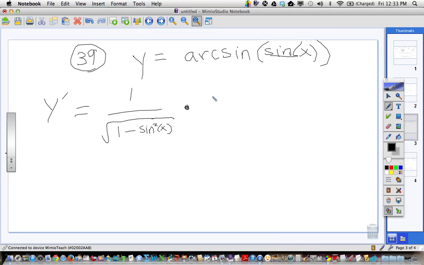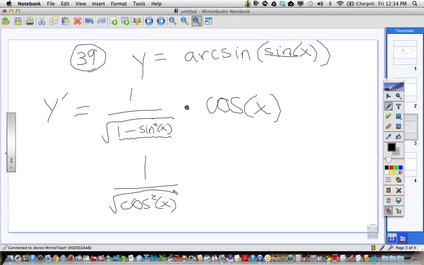Derivative of the inside is cosine. Now we have to go back to trig and remember this. What's 1 minus sine squared? Cosine squared x. Now here's where the thing we just talked about a minute ago comes in. What's the square root of cosine squared?